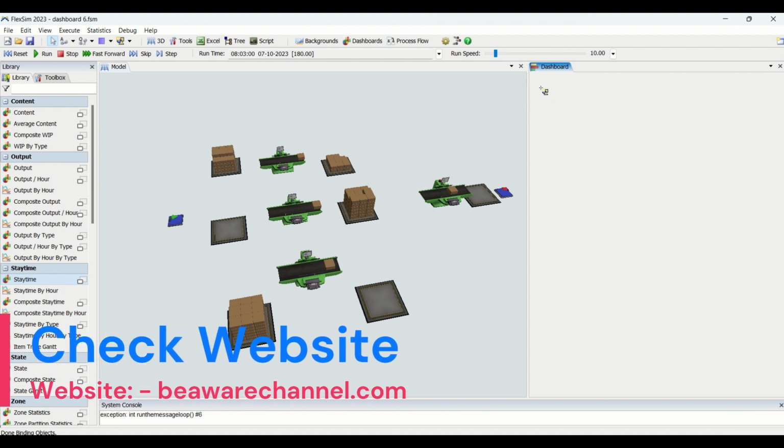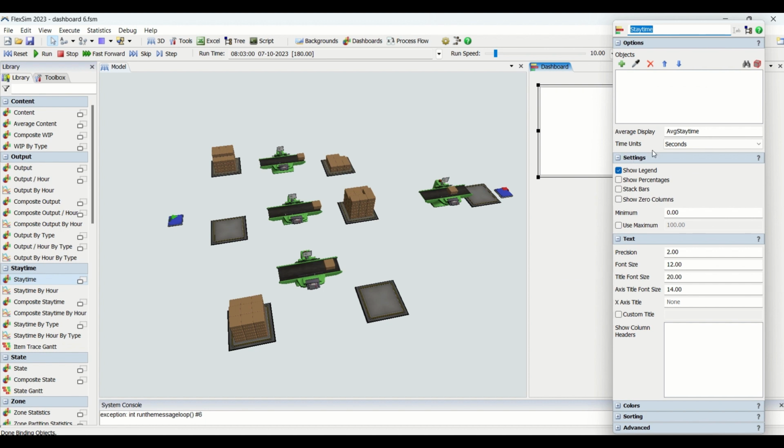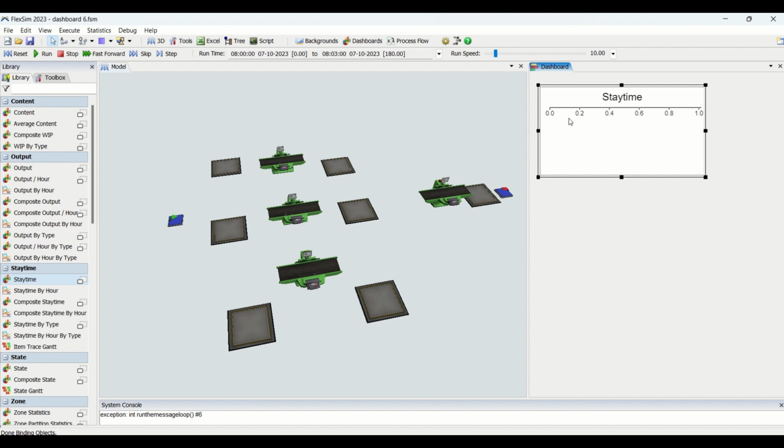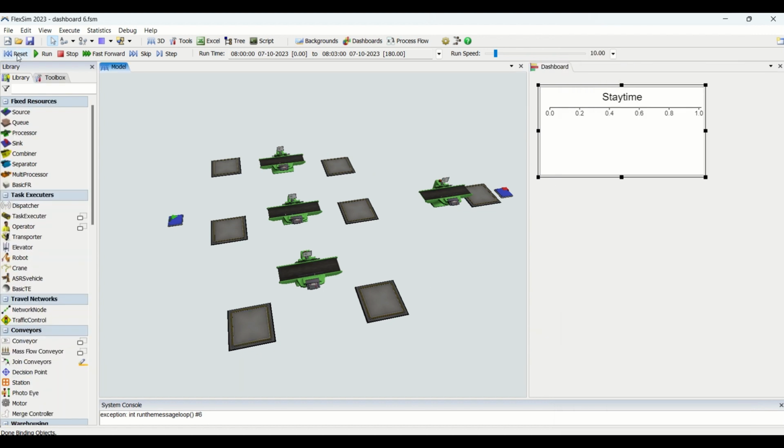We'll take the most basic and highly utilized graph, the bar chart. When we double click on it, we have 2 things. One is the average display, which is the name that will be shown on the graph, and another is the time units of the stay time. We'll consider minutes for now, and we'll take Q1, Q2 and Q3 for analyzing the stay time for these buffers. What is the amount of time the products were available on those particular buffers? We can look at that.